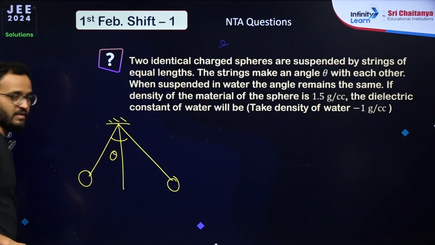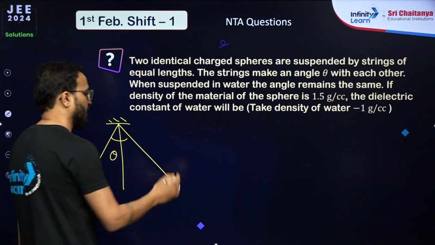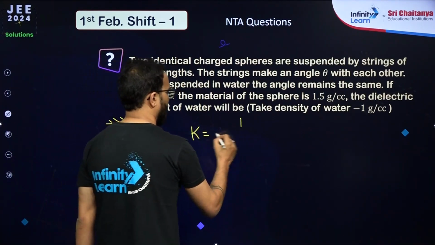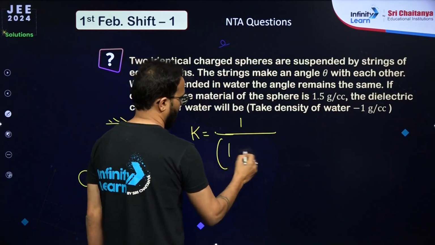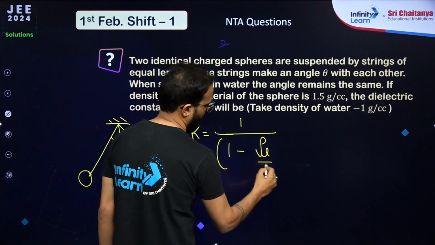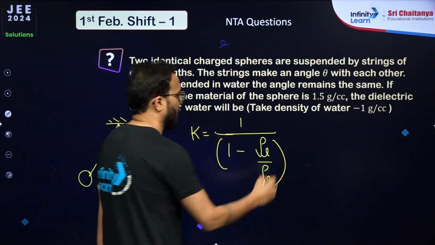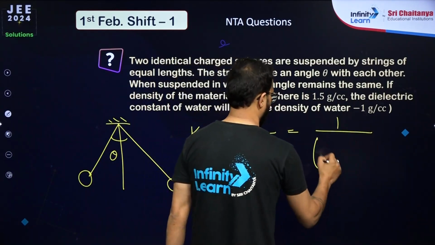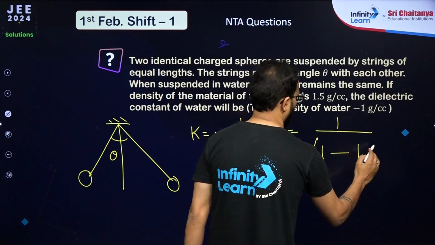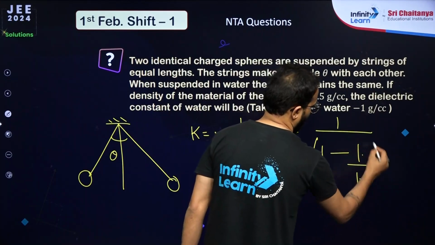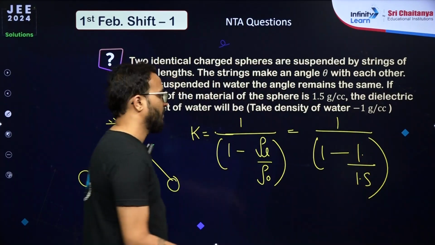This angle theta remains the same. So we will say that here, remember, k is equal to 1 upon 1 minus rho L by rho naught. That means density of liquid upon density of object. So in this case you will say, sir, it is 1 upon 1 minus 1 upon 1.5, right? So it will come out to be 3.